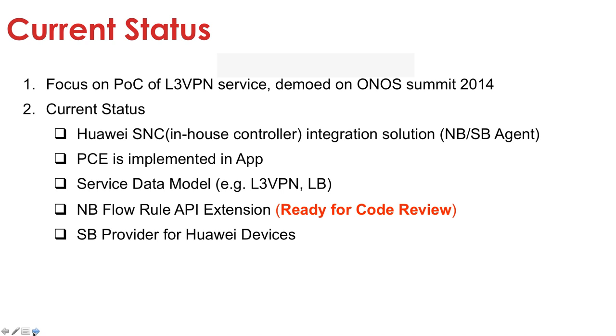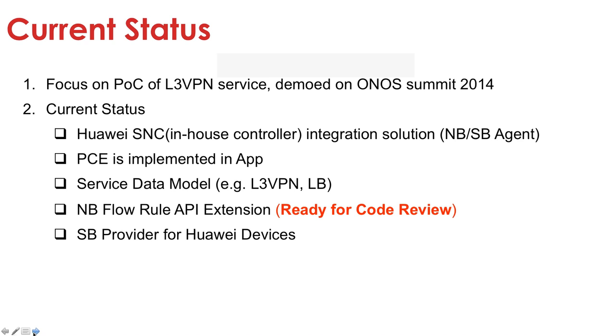First, we focus on the POCs of doing these layer 3 VPNs. Number one, we integrate our in-house built controllers with the ONOS. We also use outside path calculation engines to calculate the path and work with the ONOS. The third thing is that we present service data models, basically the layer 3 VPNs, which also support load balance.